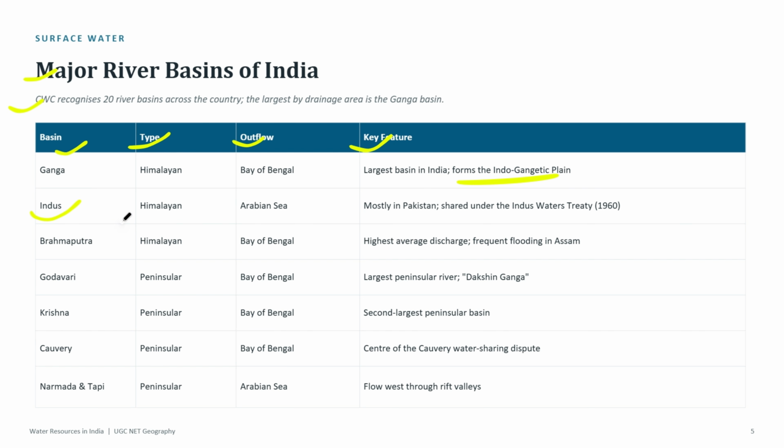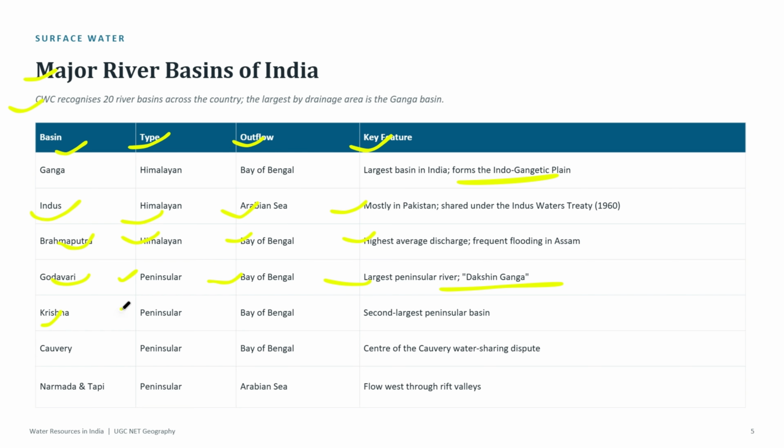Indus river, Himalayan, outflow Arabian Sea. Key features: mostly in Pakistan, shared under the Indus Water Treaty 1960. Brahmaputra, Himalayan, Bay of Bengal, highest average discharge and frequent flooding in Assam. Godavari, type peninsular, outflow Bay of Bengal. Key feature: largest peninsular river, also known as Dakshin Ganga.